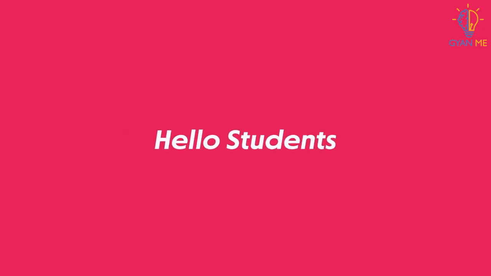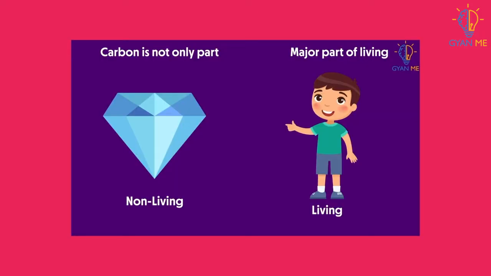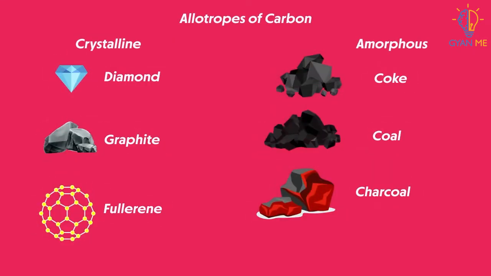Hello students! In our previous video, we saw that carbon is a very useful non-metallic element. It is present in all living things and non-living objects around us in different proportions. In addition, we also learned that carbon exists primarily in its different allotropic forms.